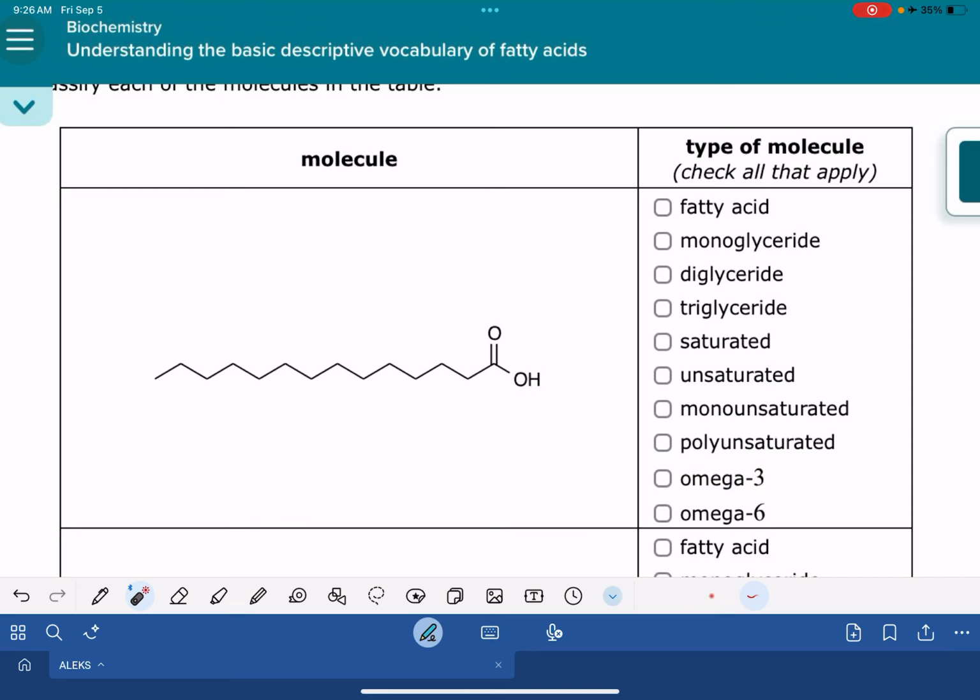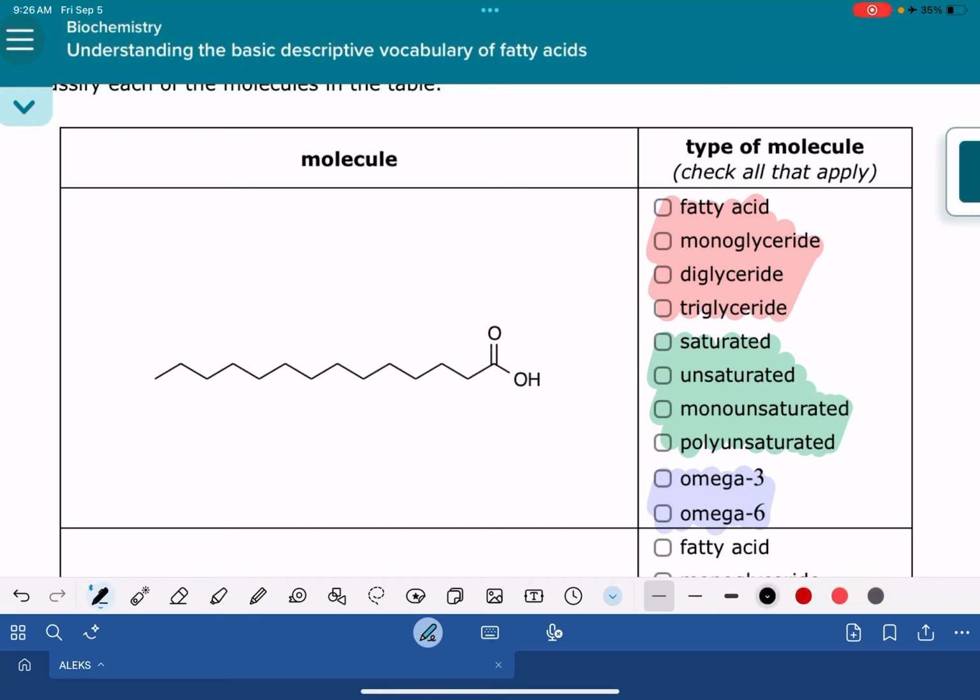There are three different types of terms in this list. The first four terms are all going to be referring to the type of molecule that you're looking at: fatty acid versus a mono, di, or triglyceride. The next four terms referring to saturation are going to be describing whether or not you have carbon-carbon double bonds in the molecule. And if you do have carbon-carbon double bonds, you might use the last two terms, omega-3 or omega-6, to classify the double bonds.